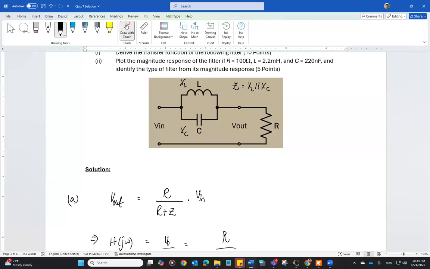Let's say DC is going to be a short circuit, the capacitor will be an open circuit, and the output will be equal to the input. And at very high frequencies, the capacitor is going to be acting as a short circuit, and the inductor will be acting as an open circuit, j omega L and 1 over j omega C. And then again, input will be equal to output.